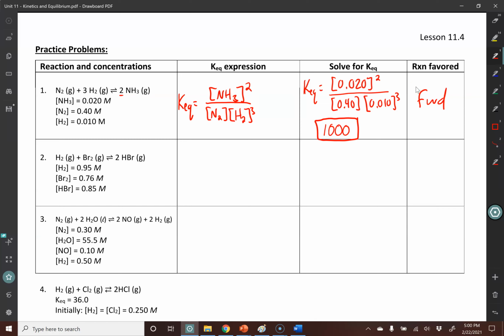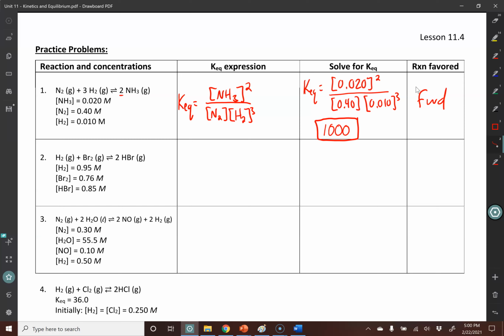Definitely try out the other two questions that we've got here that are really similar in nature and get used to that process. Write the Keq expression with products over reactants using the actual compounds and elements themselves. Coefficients become exponents. Then you plug in to solve for Keq. And finally, once you've got your value, you can determine which reaction has been favored at equilibrium.